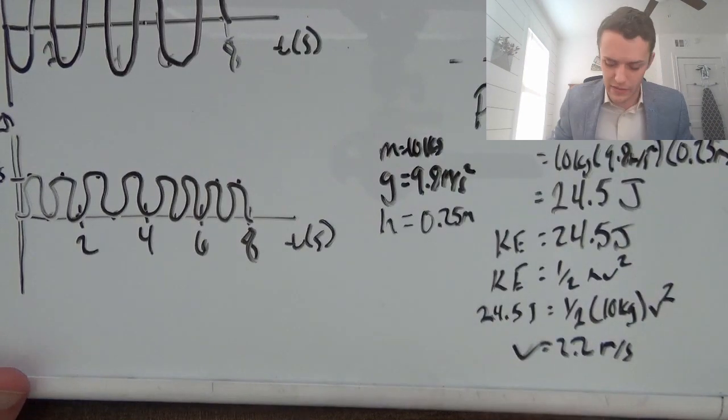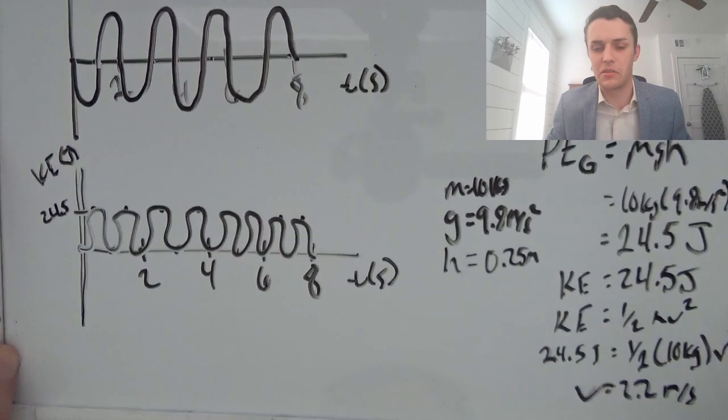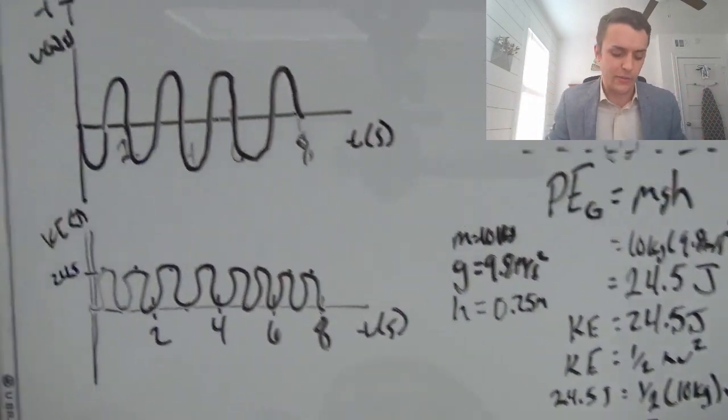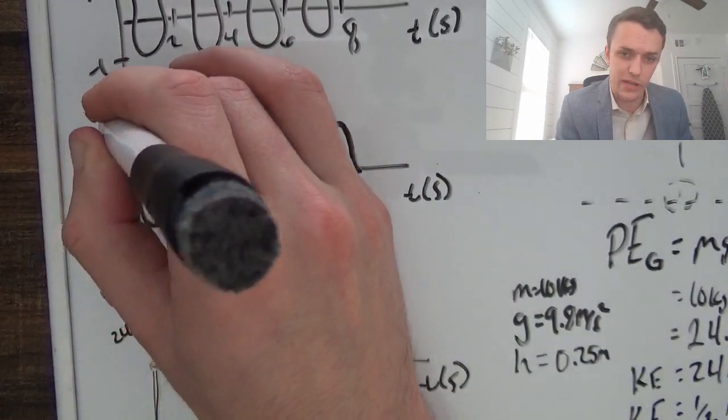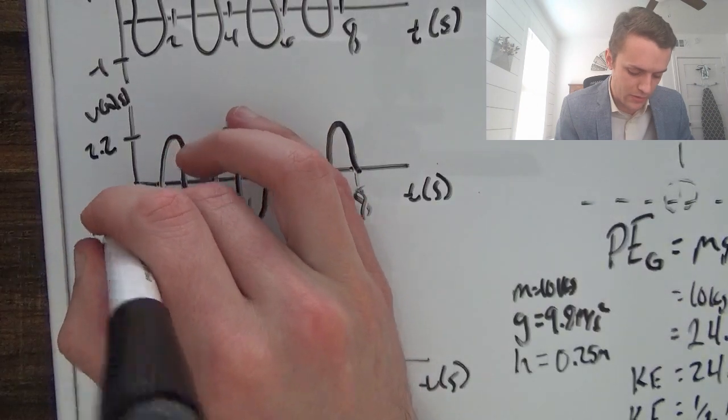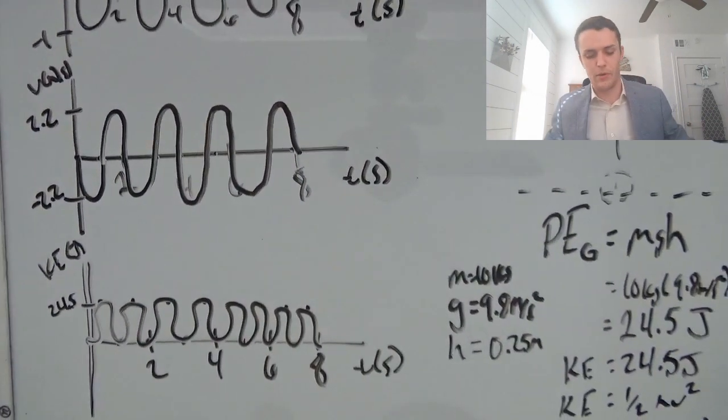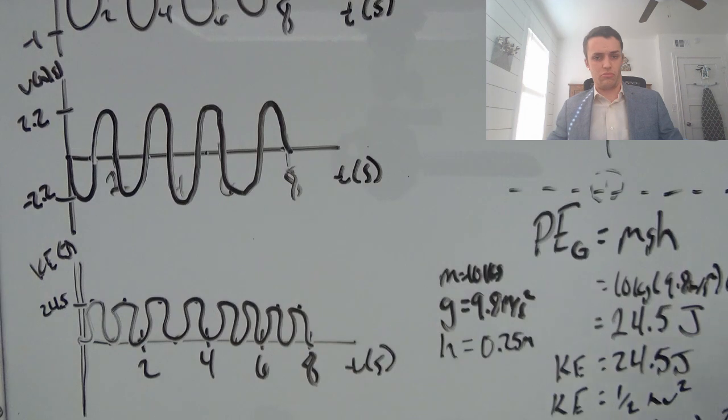Again, this is maximum speed, really, so it does not care about direction. That means positive 2.2 is the top maximum, and negative 2.2 is the bottom maximum. Boom. So that's the graph.